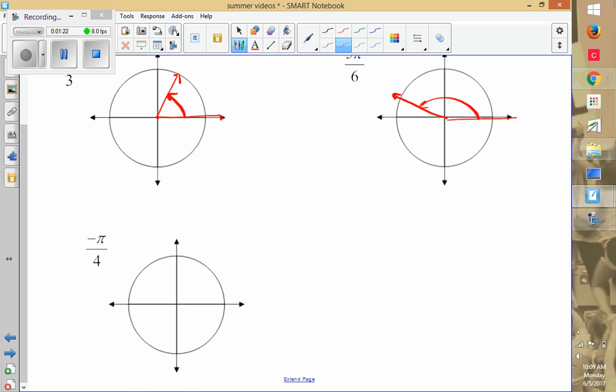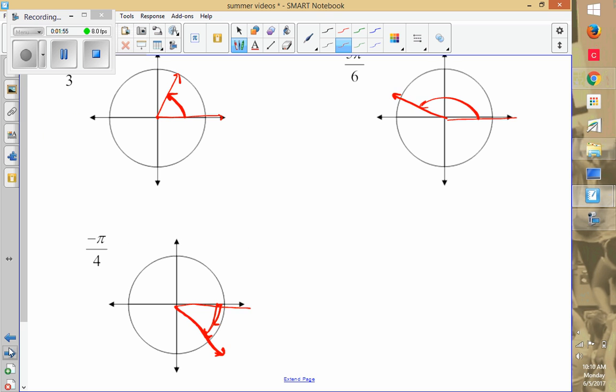And negative pi over 4 means we are going to go in the clockwise direction instead of counterclockwise. Pi over 4 is not yet to pi over 2, which would be down, negative pi over 2, which would be down in between the third and the fourth quadrant. So we are halfway, pi over 4 is halfway of pi over 2. So we are going to draw our angle negative, clockwise, halfway through quadrant 4.